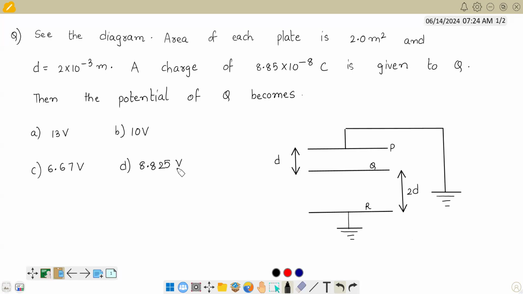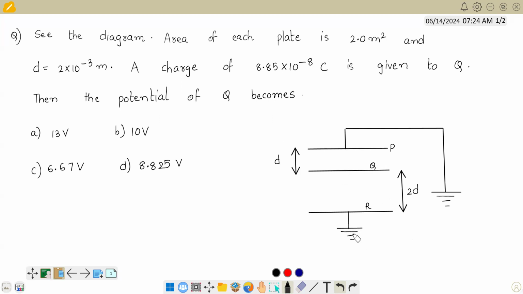Hello students, the question says, see the diagram, area of each plate is 2 meters square and D, the distance between the plates, is 2 into 10 power minus 3 meters. A charge of 8.85 into 10 power minus 8 coulomb is given to Q. Then the potential of Q becomes, okay. So the plates are arranged in this way and we have given some charge to Q and we need to find how the potential of these plates becomes.